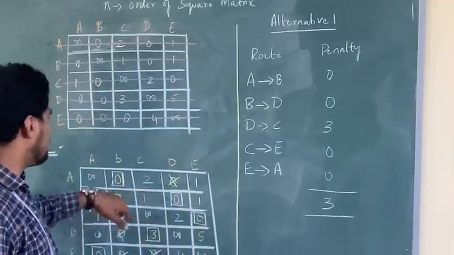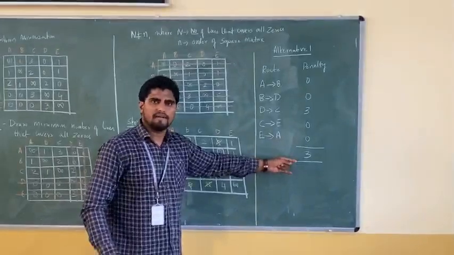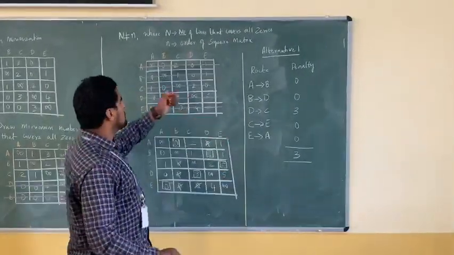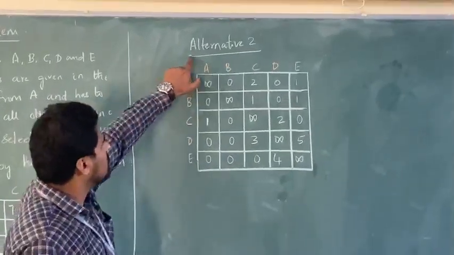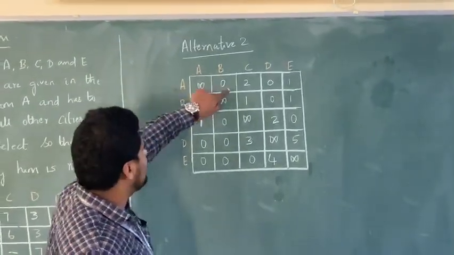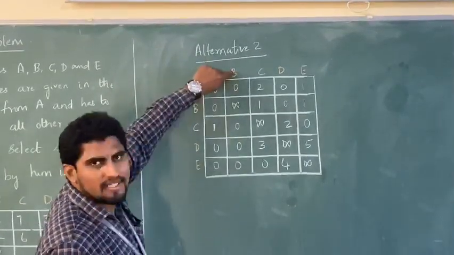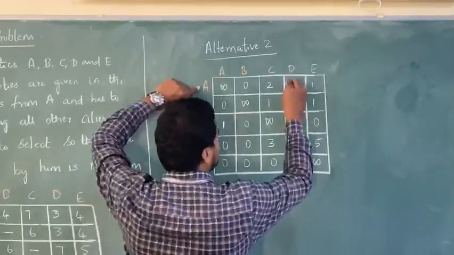I need to proceed with further alternatives and check which has the least penalty. That is the best route we can suggest. I will write alternative 2. Now proceeding with alternative 2. In the previous alternative, from city A we traveled to city B. Now in this alternative, from city A we shall travel to city D.